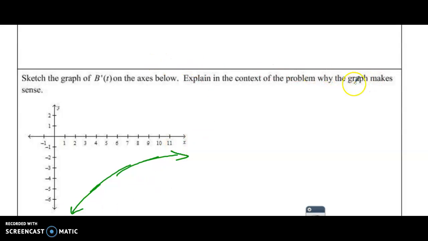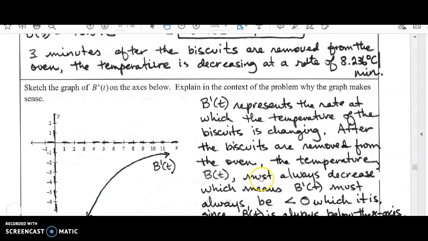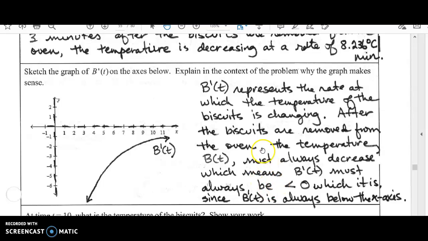Now, why does this graph make sense? Because b prime is the rate, it's decreasing in temperature fastest as soon as it gets out of the oven. So it's the most negative as soon as it comes out of the oven, and I guess the temperature is still decreasing because it's negative, but at a slower pace. You can write down what you feel is a good answer. Otherwise, you can copy down what the answer key says.